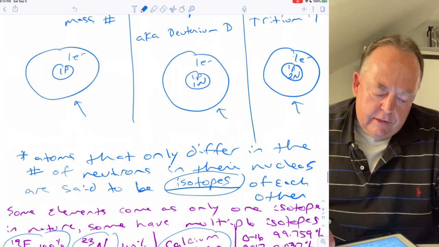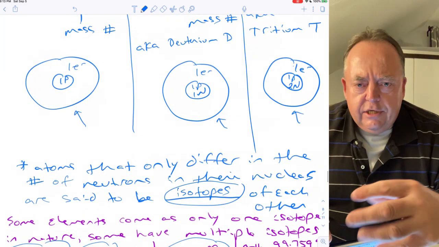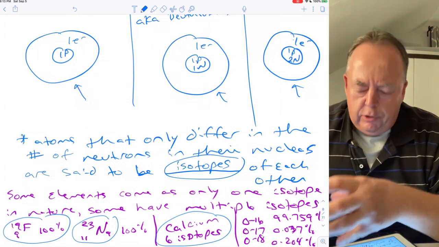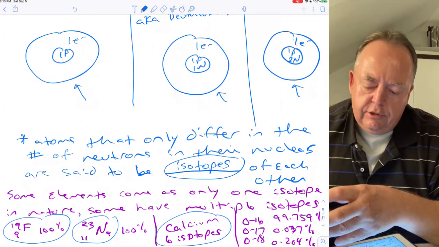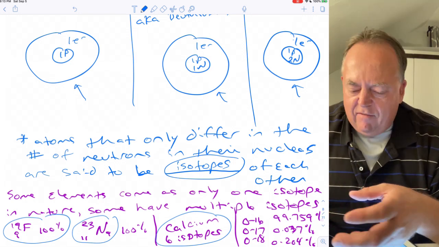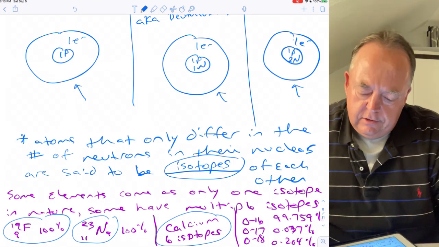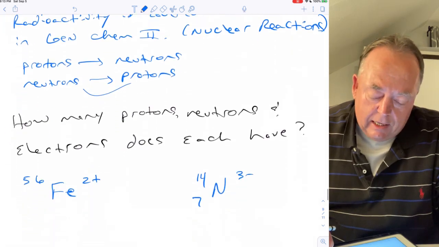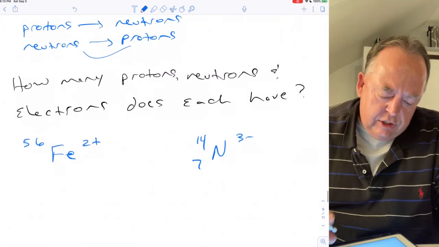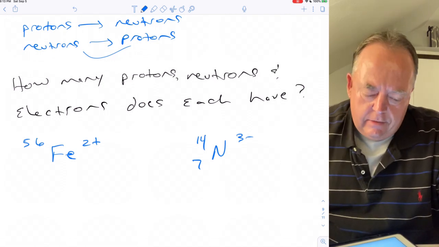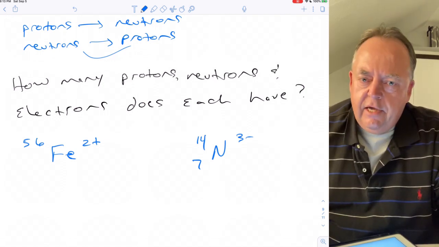So for the lighter elements, usually you have about a 1-to-1 ratio of protons to neutrons. As the element gets heavier and you have a lot of protons in the nucleus, then generally you need more neutrons to stabilize that nucleus, and you would have more neutrons than protons in the nucleus. But we're not going to say much about radioactivity in this course. Gen Chem 2 will cover an entire chapter over the nucleus of an atom and radioactive decay.